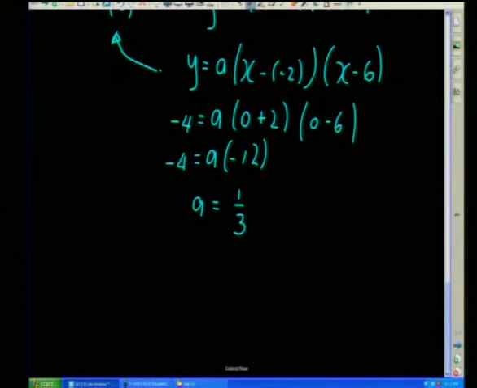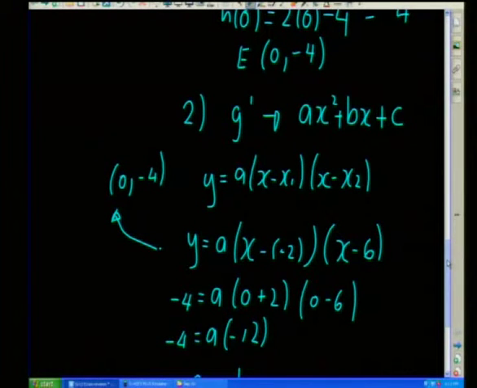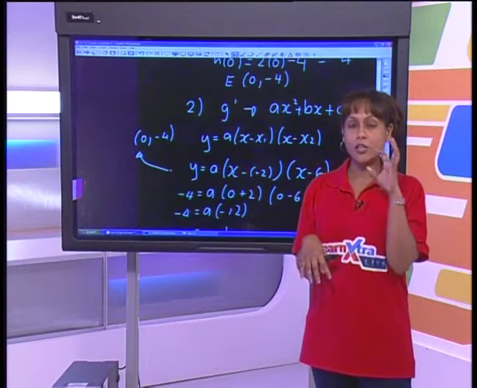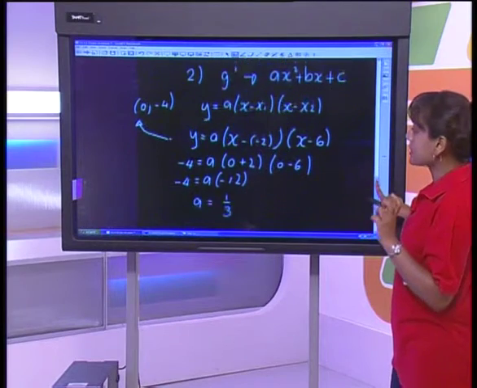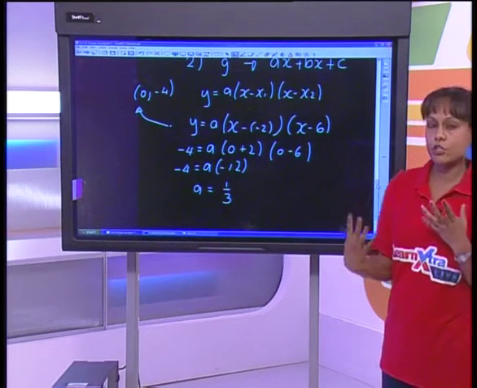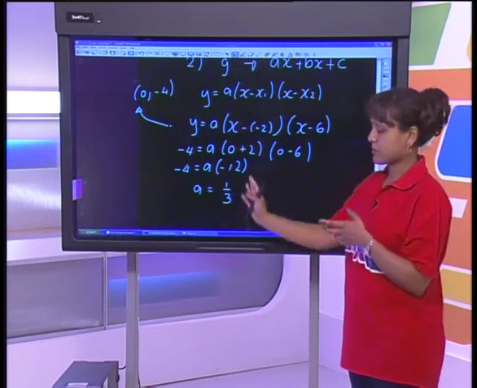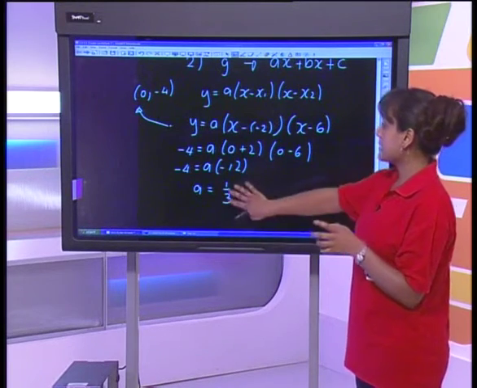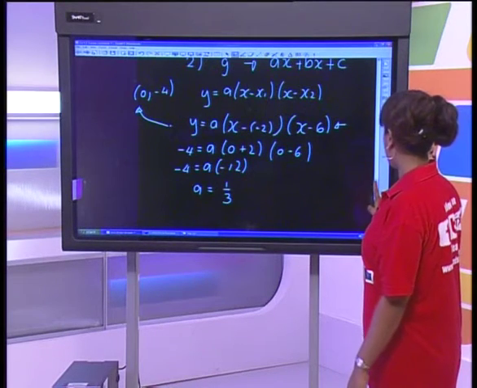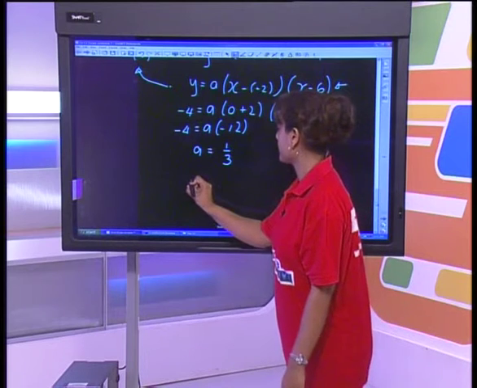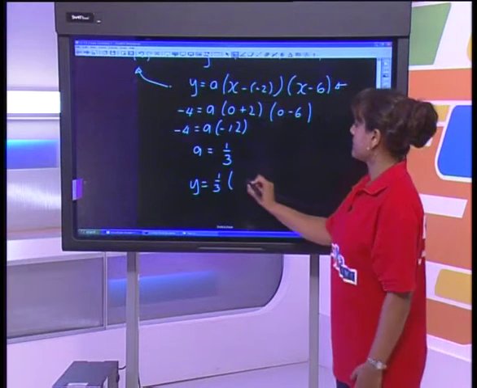All right, so guys, we used that equation, y is equal to a times (x minus x1) times (x minus x2), to help us find the coefficient of x squared, to help us find the value of a. Once we've got a, we are not done, because remember they wanted the equation of g dash x. They wanted the equation of this derivative graph. So we're not just going to stop by giving them the answer for a. We now need to take that value for a and put it back into this line here so that we can times it out and get the equation. So we'll get y is equal to a third times (x plus 2).